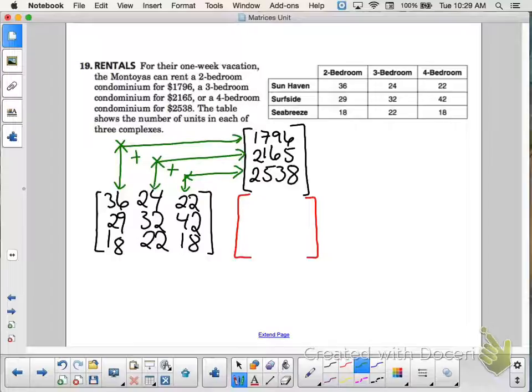So you want to go top element, multiply it by the furthest side element, second element, middle element, third element, or bottom element by the right hand element, and add all of those together.